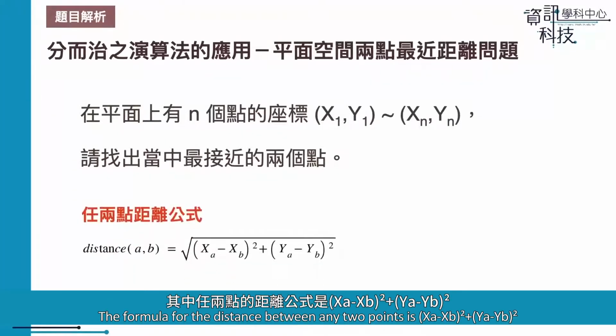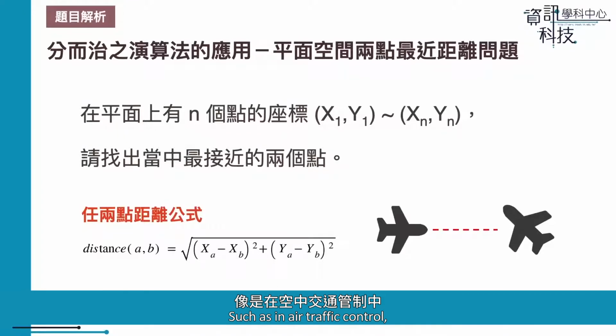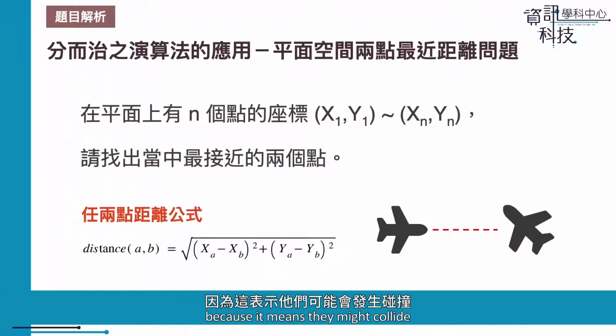The formula for the distance between any 2 points is the square root of (xa minus xb) to the power of 2 plus (ya minus yb) to the power of 2. This problem occurs in many applications, such as in air traffic control. We may want to monitor 2 planes that are too close because it means they might collide.